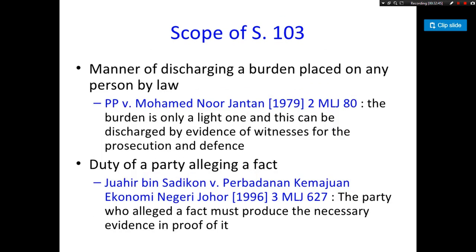Scope of section 103: the manner of discharging a burden placed on any person by law. This is about PP v Muhammad Nor Janta 1972. The burden is on the accused, and this can be discharged by evidence of witnesses for the prosecution and defense. Duty of a party alleging a fact, and this applies also to others.